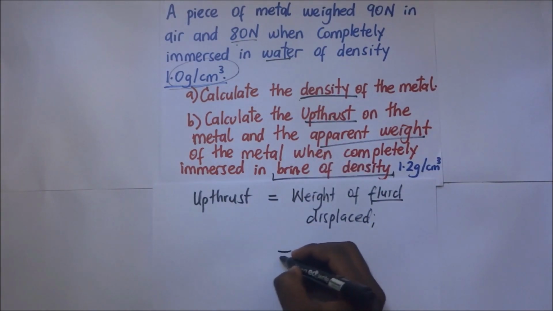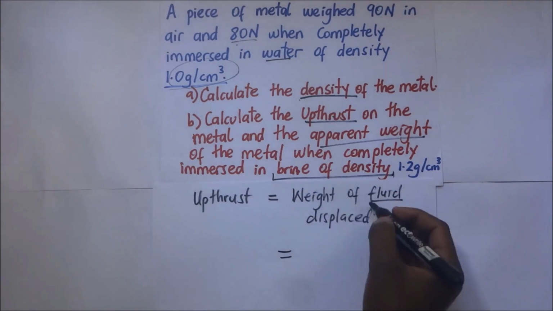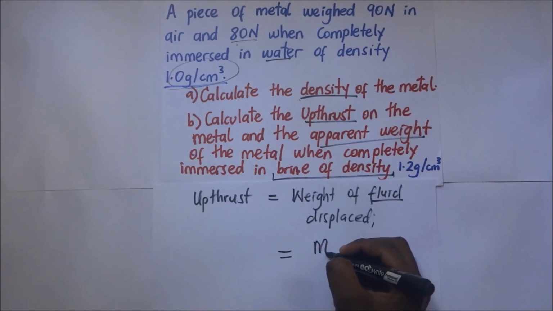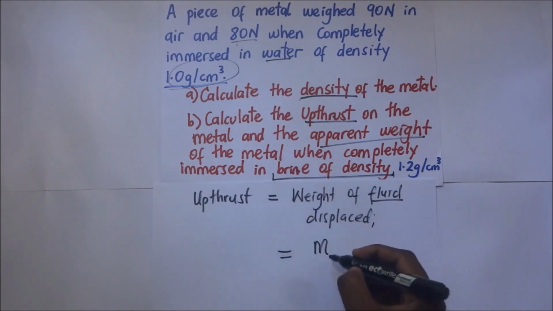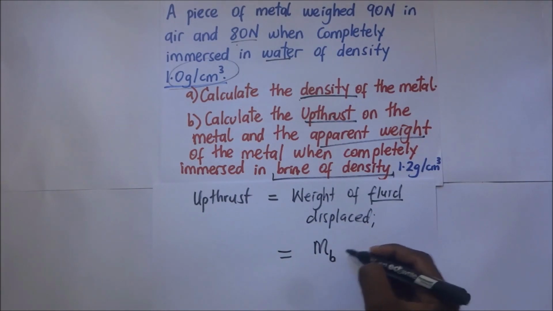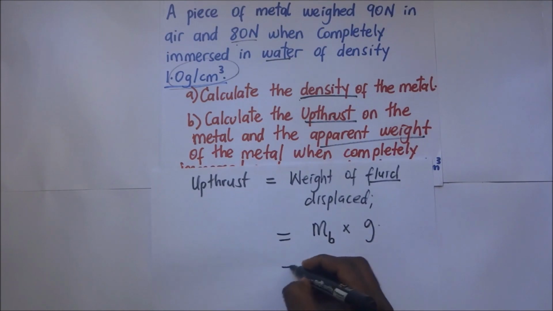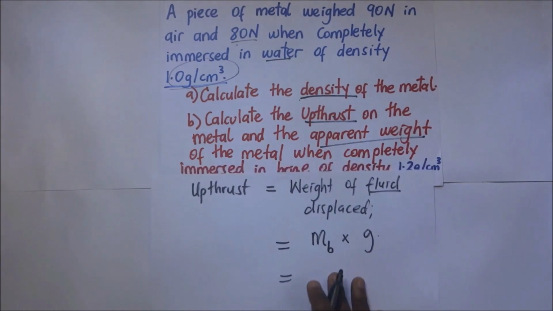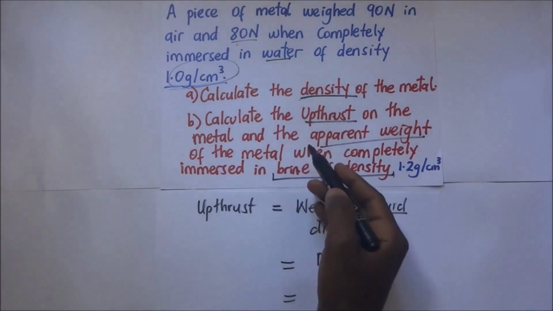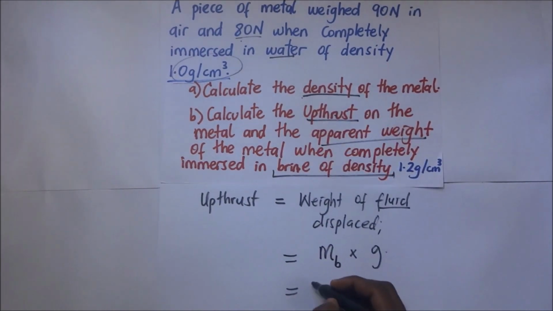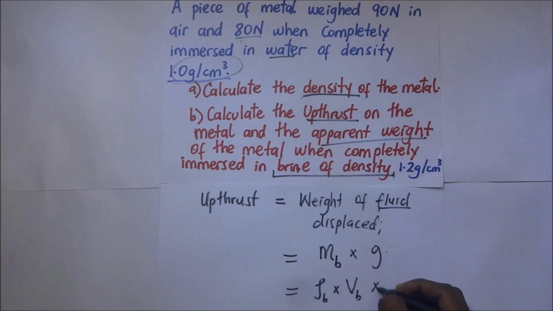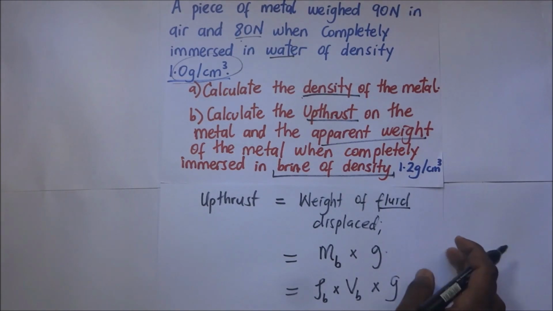The upthrust is going to be given by the weight of the fluid displaced. The weight of the fluid displaced is given by the mass of the fluid. In this case, the fluid is brine, so I'm going to say M_B, the mass of brine, multiplied by the acceleration due to gravity. So what is the mass of brine? Of course, the mass of brine is not directly given in the question, but we know that mass is equivalent to density times volume. So it's going to become the density of brine, multiplied by the volume of brine, then multiplied by gravity, like that.